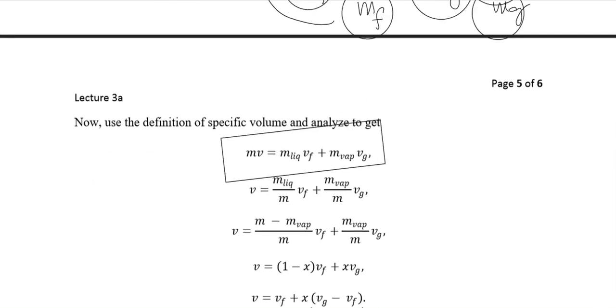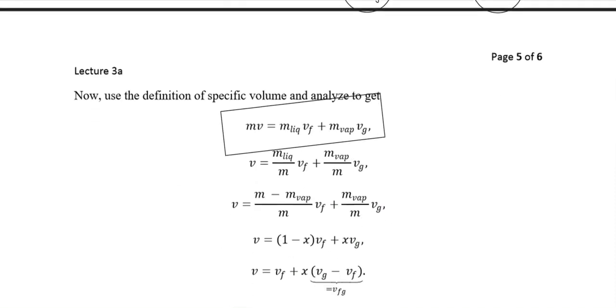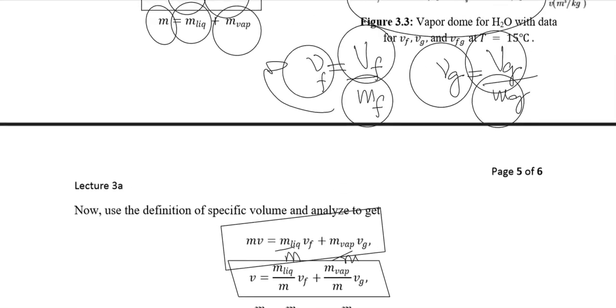So the total volume in terms of specific volume would be something like this. Rewriting it and dividing it by the mass, the equation would be something like this: v is equal to the mass of the liquid divided by m, times vf, plus the mass of the vapor divided by m, times vg.